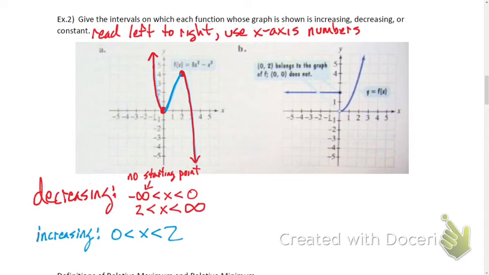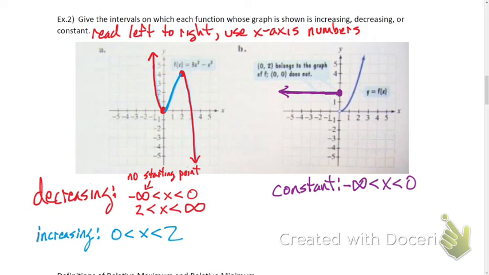On part B, I would say it's constant at the beginning, and there's no real starting point. So that purple line right there, I want to read that thing left to right, and it's constant. No beginning, so I'm going to use negative infinity again. And it's flat all the way until that purple dot right there, which is 0 on the x-axis. Many people want to say the y, but you're only referring to the x-axis.